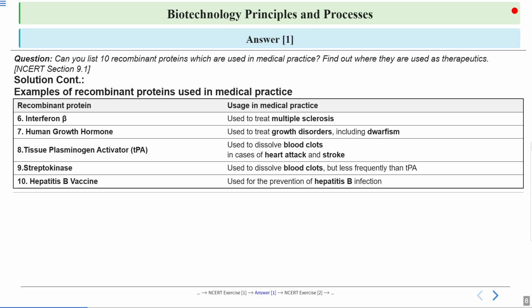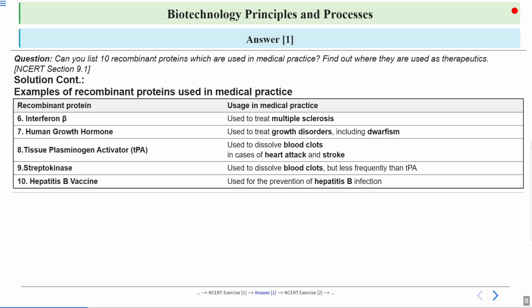Next is the tissue plasminogen activator, TPA. This is used to dissolve blood clots. Sometimes there are blood clots in the body, as in cases of heart attack and stroke. To dissolve that blood clot, some protein is required. That is the tissue plasminogen activator, which is also developed by recombinant DNA technology.